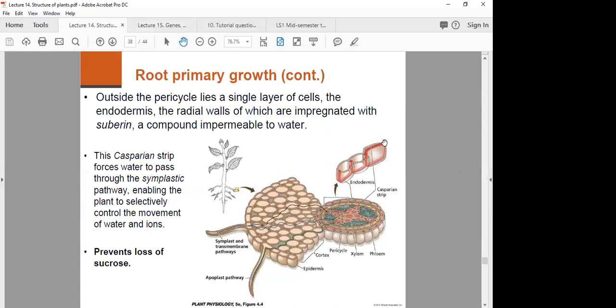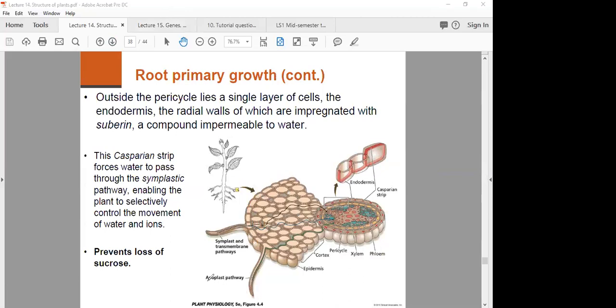They're quite unique in that they're surrounded, on one wall, the radial wall, by this strip called the Casparian strip. The Casparian strip is impregnated with a very waxy substance called suberin. And suberin is a compound that's impermeable to water. So let's look at how that works. We're going to consider a portion of the root here and look at how water moves into the roots, and then the role of the endodermal cells.